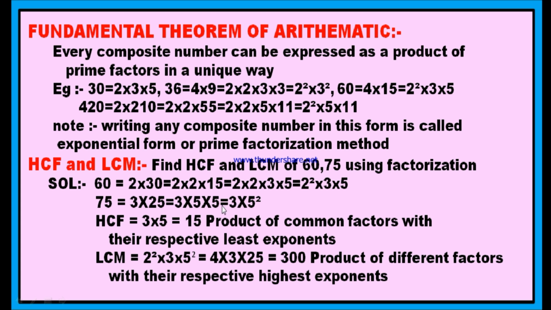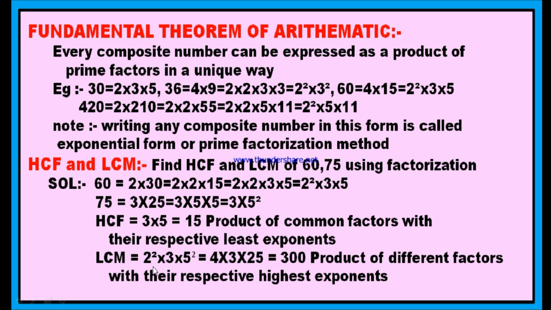Even though there is no 2 in 75, you have to take this 2 square to find the LCM. The highest power of 2 here is 2, and here the highest exponent of 2 is 0. Therefore, you have to consider 2 square. Here we have 3, here also 3. Therefore, take 3. Here we have 5, but here 5 square. What is the highest power? 5 square. Therefore, take 5 square.